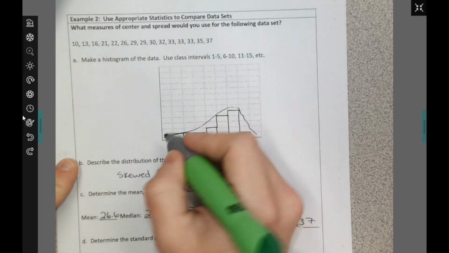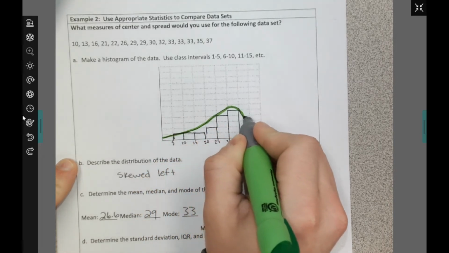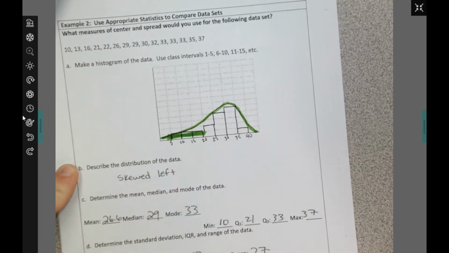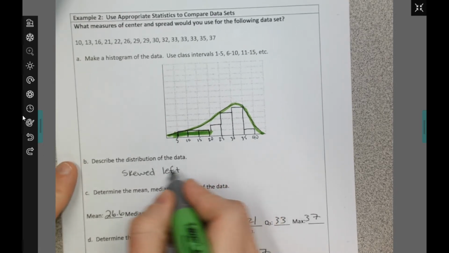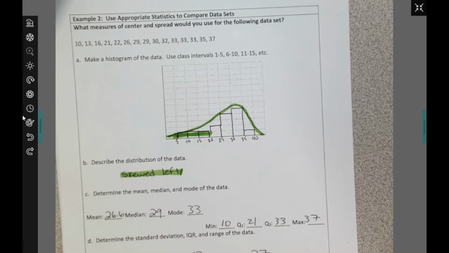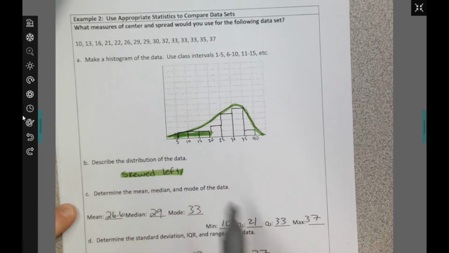Well, if I were to draw a curve in here, like just touching the tops of each of these, I have a long tail on the left-hand side. Since our tail is on the left-hand side, we're going to say that it is skewed left. I know it's skewed one way or another because it isn't symmetrical. And since it isn't symmetrical at all, we're looking for which way the long tail is on. Long tail is on the left, or the low end is on the left, skewed left.